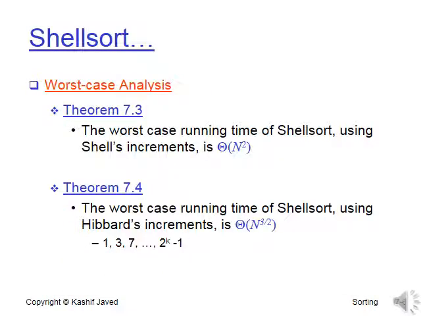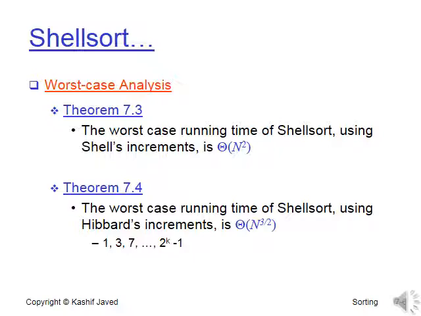The runtime for shellsort depends upon the choice of increment sequence. If we pick shellsort's original sequence increments, the worst case runtime, proved by theorem 7.3 in your book, will be order n squared.